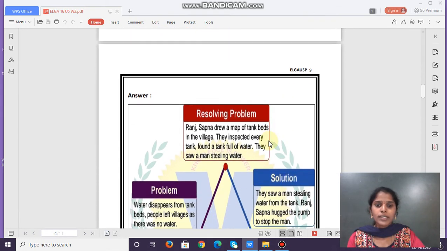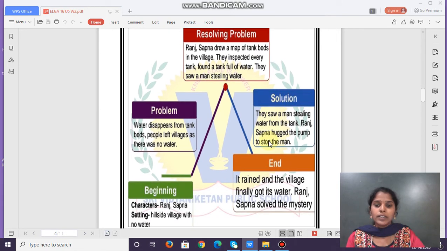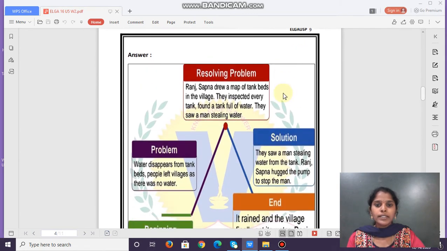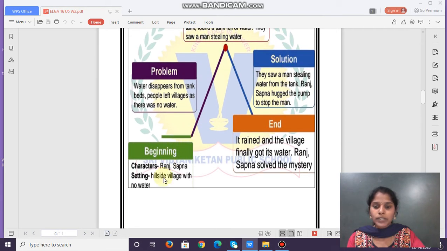For each story, here, students, you can refer to your student reader by reading the case of the missing water. By reading this story, you can get the beginning of the story. Who are the characters in the story? Ranjan and Swapna. What is the setting of the story here? A hillside village with no water. Next, what is the problem in the story? Water disappears from tanks and pipes. People left the villages as there was no water.